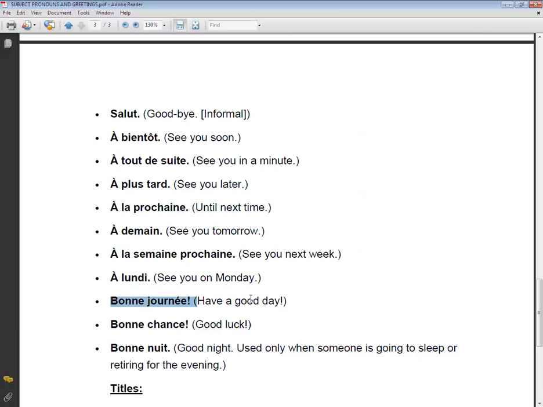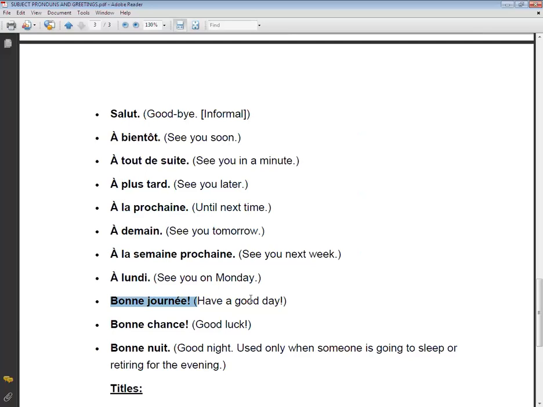Bonjour. Very good. But we have the word bonjour, which comes from the word jour, which is a day. Here it is an adjective. Now here we have used B-O-N-N-E because the word journée is feminine. So that is an adjective.